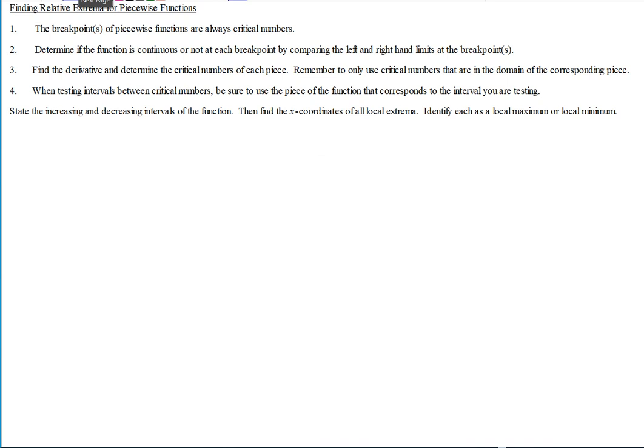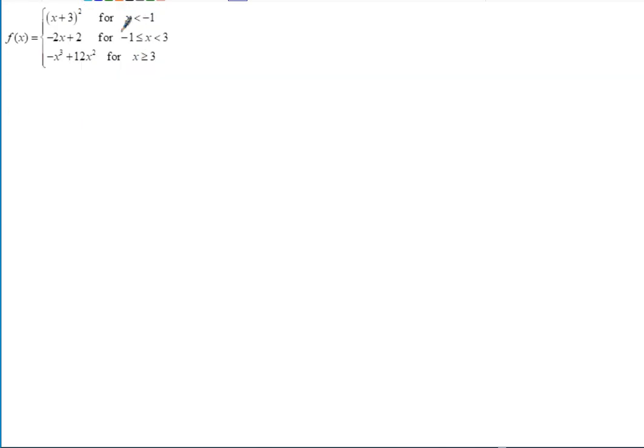So for piecewise functions, the first thing to be aware of that's different is the breakpoints of the piecewise functions are always critical numbers. The reason why is because on a piecewise function, when you have the breakpoints, it switches between one equation, part of the equation, and another. So at that x value where it switches, the first derivative could easily change from positive to negative because it's totally switching equations. So they have to be on the number line for sure.